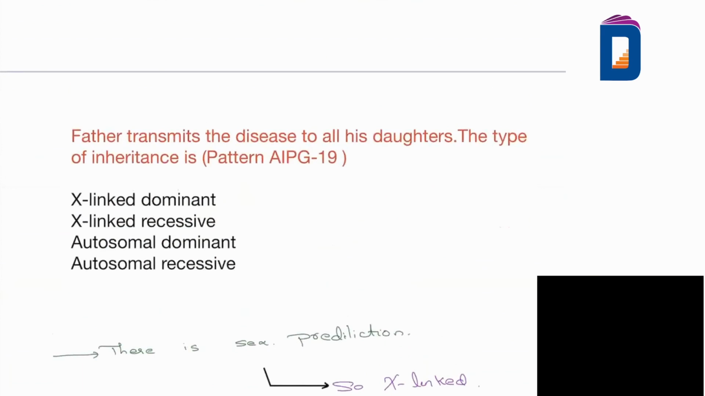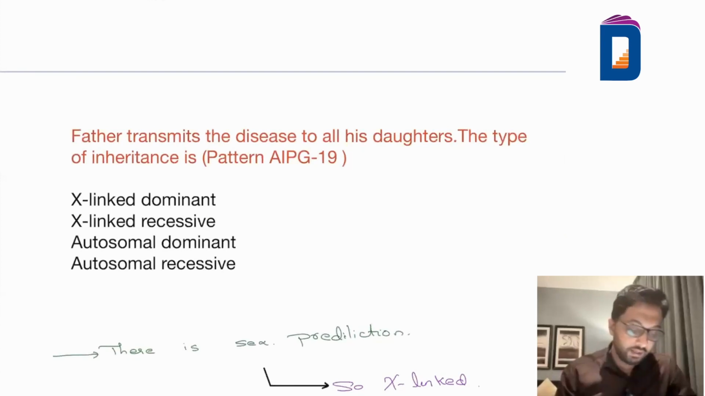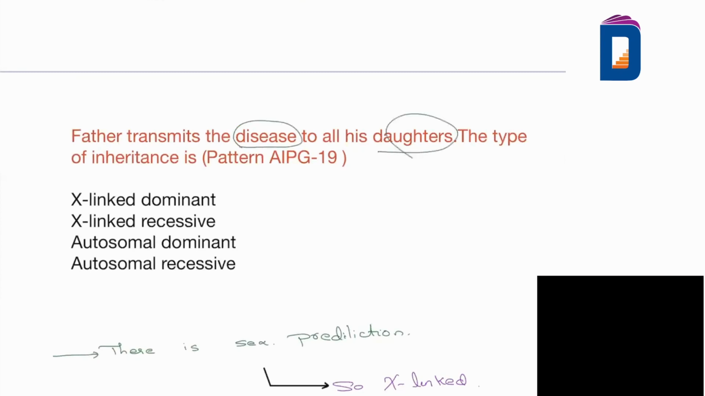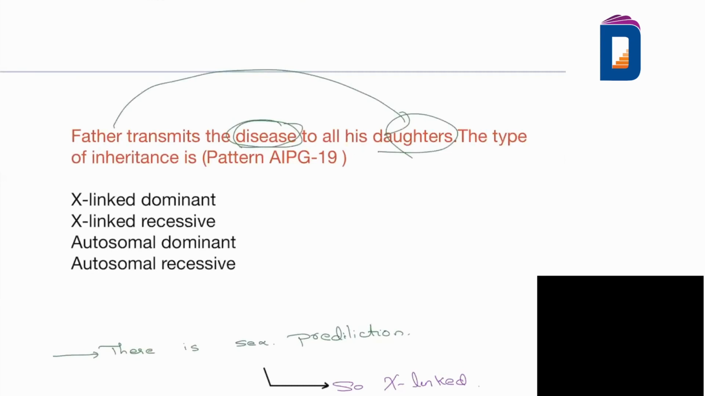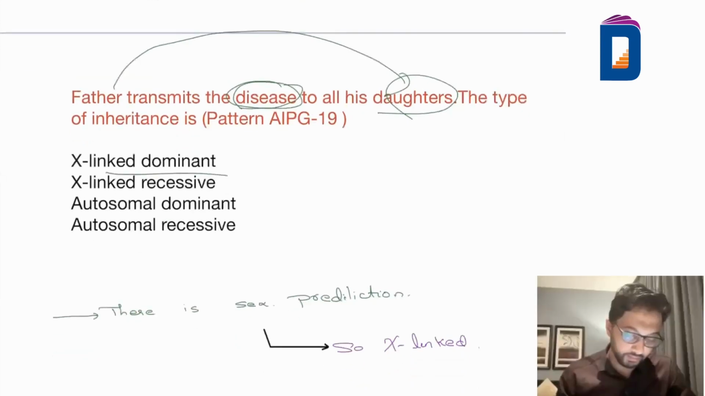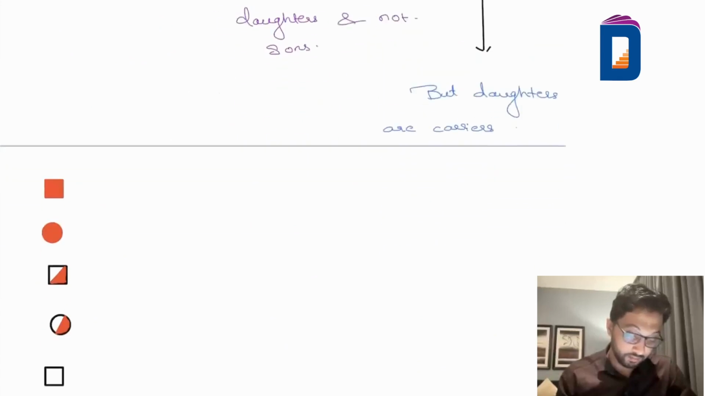X-linked dominant. Yes. All daughters. X-linked recessive, no. In X-linked recessive the disease is not transmitted, only the carrier state is transmitted. Though the father is transmitting it to daughters, it's not the disease which is transmitted, it's a gene, but the daughters are carriers. So the disease is transmitted only in what? The dominant. Okay. So the answer is very clear, X-linked dominant. So answer is done.